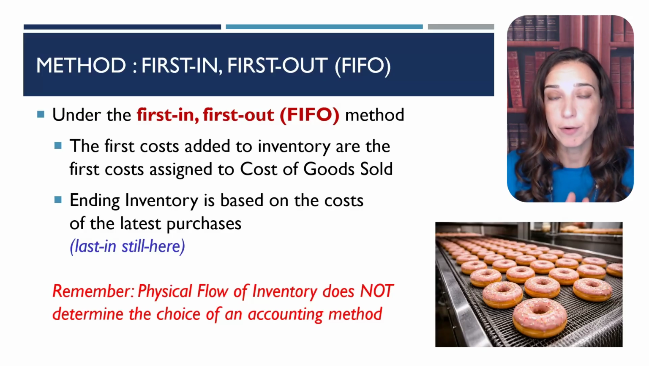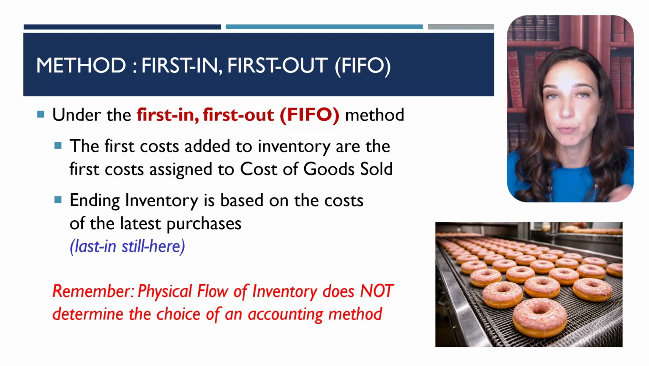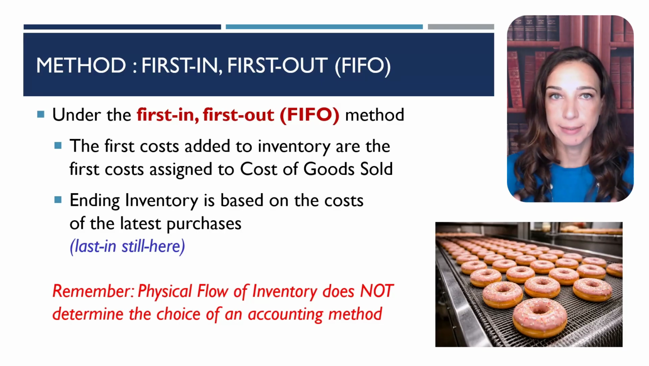Now, very, very important to understand here is that when the company makes the choice of which assumption they want to use for the inventory costing method, that choice is not at all tied to how their inventory physically flows. So they could choose the weighted average, they could choose the FIFO, they could choose the LIFO that I'm going to introduce in just a couple of slides, and it doesn't have to match how they actually operate in their business.